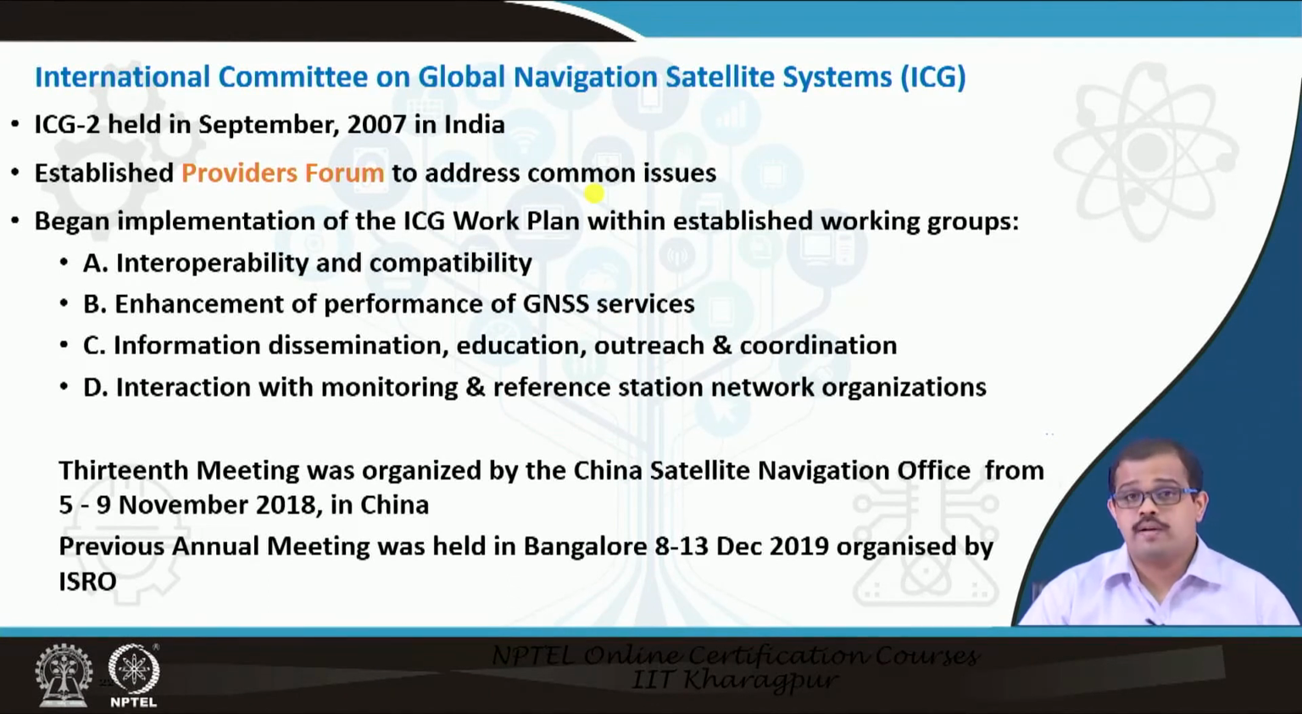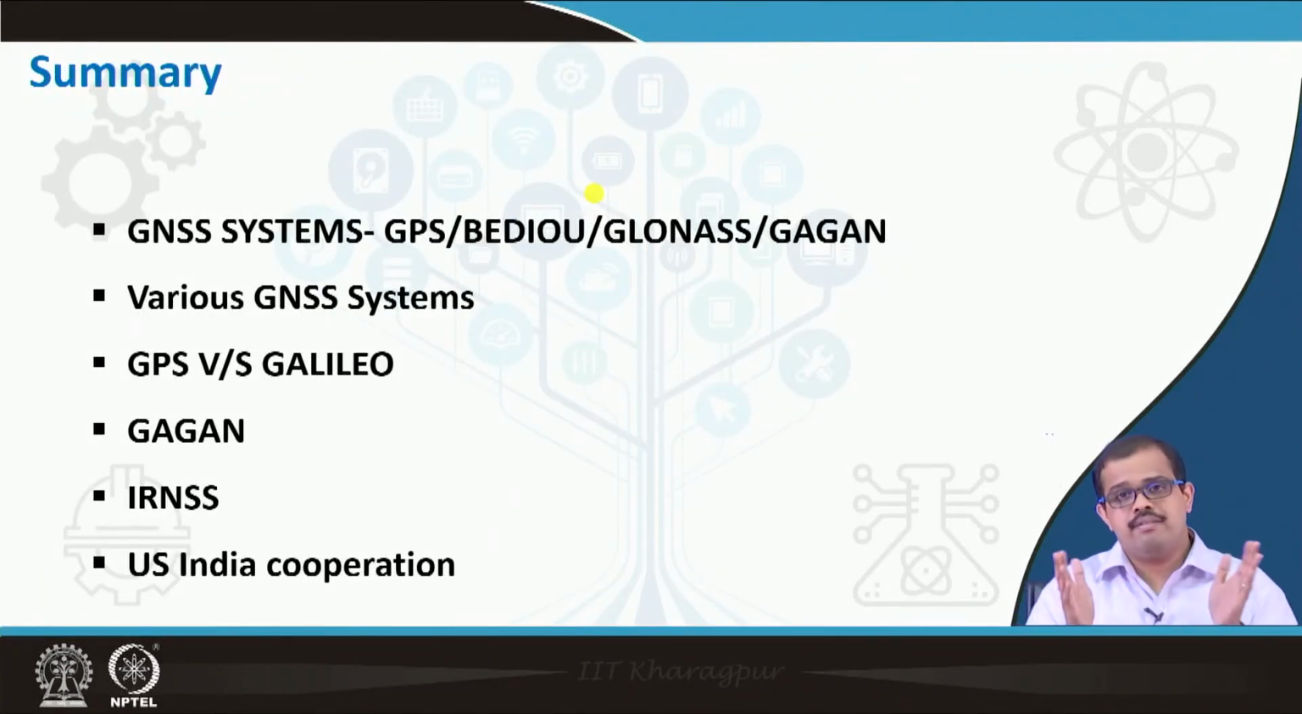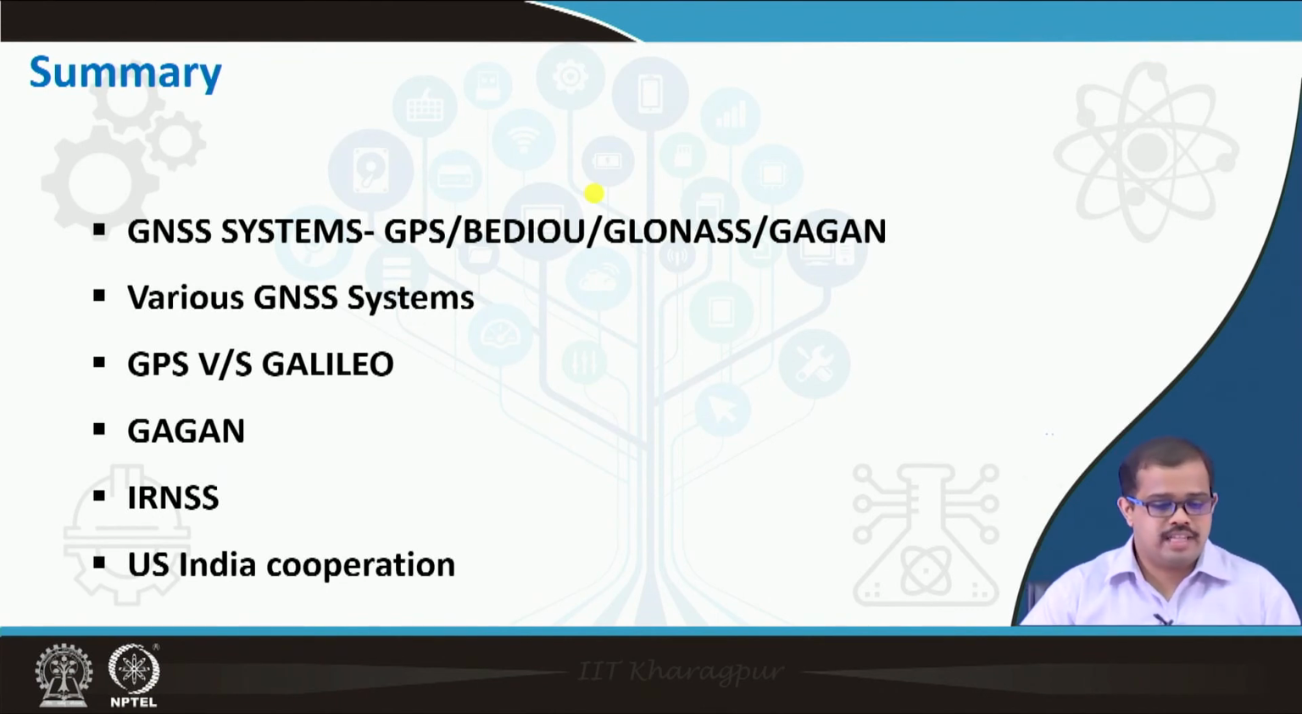The 13th meeting was organized by China in 2018, and the previous annual meeting was held in Bangalore from 8 to 13 December 2019, organized by ISRO on behalf of the Government of India. So this is how it has been growing. GNSS activities have been growing. Probably in 2025 or 2030 we will see extreme growth of this, and applications in every nook and corner can be expected with the development of the entire GNSS system.